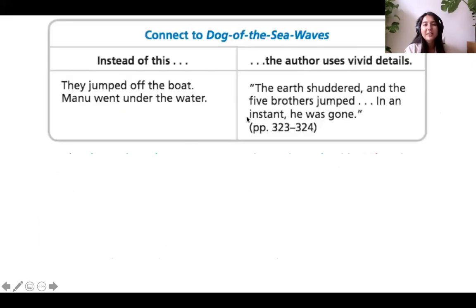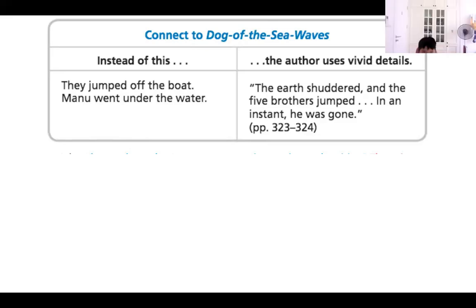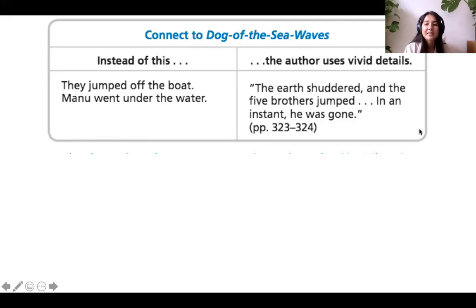For example, in Dog of the Sea Waves, the author did not write this. Pro, read it for me. They jumped off the boat. Manu went under the water. Yawn, boring, awful. They did not write that because if they did write those sentences, they would have never got their book published. The boys jumped off the boat. Manu went under the water. Oh no, it's very monotone, it's very boring. However, the author did write this instead.